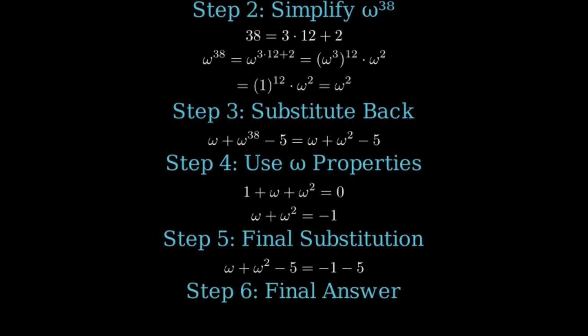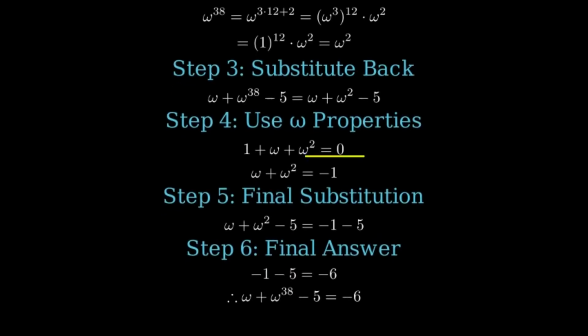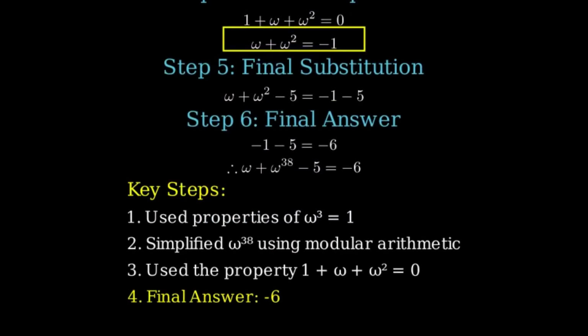Finally, we can evaluate negative 1 minus 5. The answer is negative 6. Let's review the key steps we used to solve this problem. We used the properties of complex cube roots of unity, simplified the high power of omega using modular arithmetic, and used the sum property of omega to reach our final answer of negative 6.